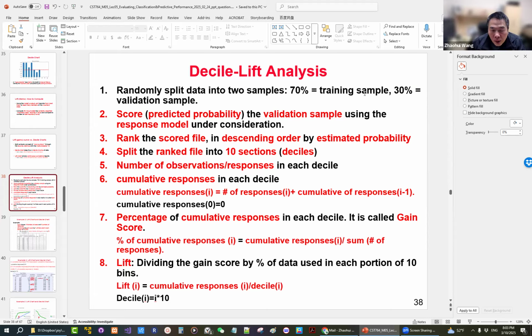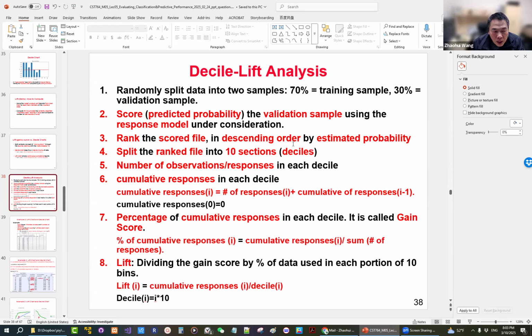Then we can use this model on the validation sample, so that we can score the validation sample using the response model under consideration. We can obtain a confusion matrix using different cutoff values. Then we can rank the scored file in ascending order by estimated probability. Then split the ranked file into 10 deciles.